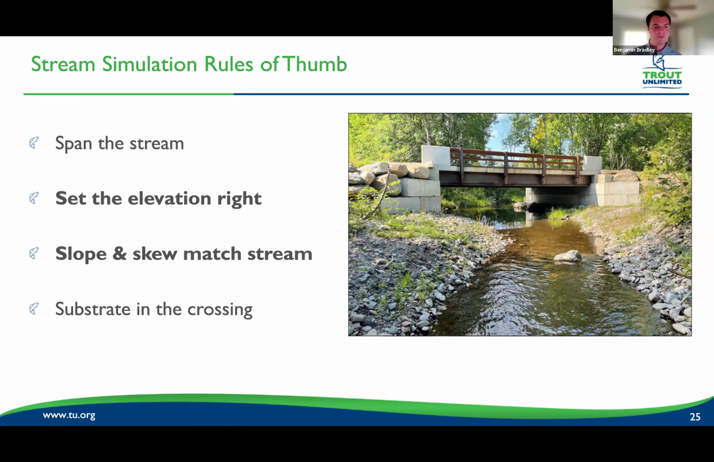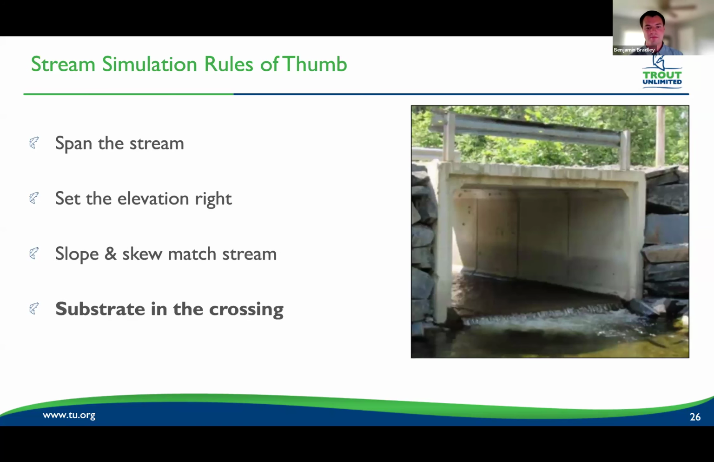Next slide. Our last rule of thumb is substrate in the crossing. This is probably the most important design element in a stream sim crossing, especially when you're talking about aquatic organism passage. You can see in the box culvert here, we have no substrate in the pipe. You can see that water's moving pretty fast, pretty shallow, and we have the vertical drop. Next picture.